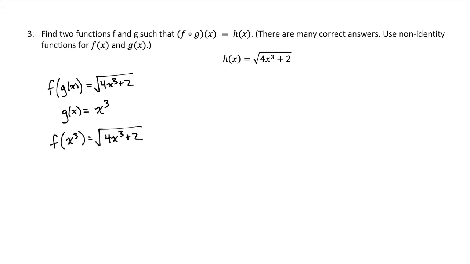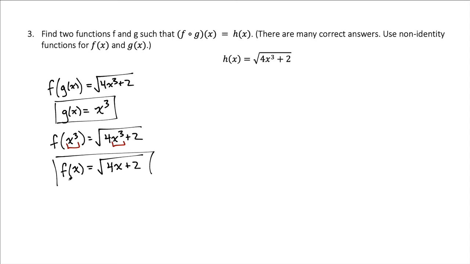And now I can replace this x cubed with just x. That's just function notation. We can replace that with whatever we want. So we'll replace it with x, and we get f of x equals the square root of 4x plus 2. And so here's a pair of functions that would work, whose composition, f composed with g, is equal to that h of x. Okay, let's do another one.